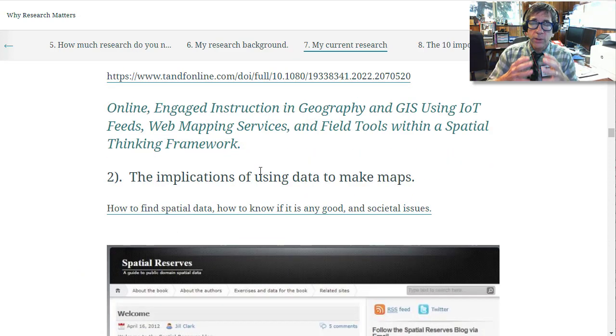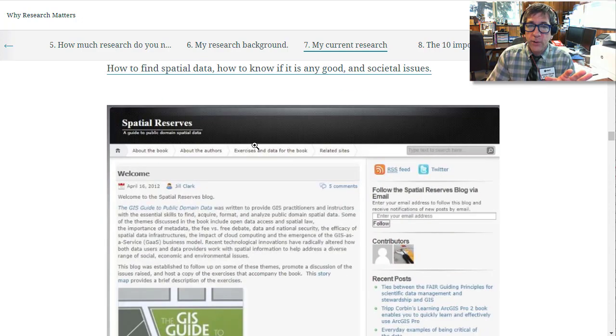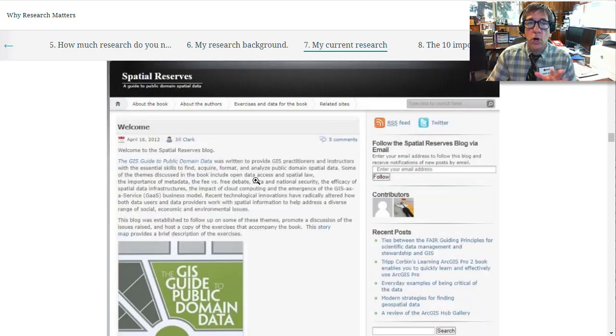The other related aspect of my research is the implications of using data to make maps. How to find data, how do I know if it's any good, and societal issues like copyright, ethics, location privacy, charging versus not charging for data, the open data movement, and so on. So my colleague and I maintain a blog called the Spatial Reserves Data Blog. It came out of a book that she and I wrote on this topic, and the point is that we want to keep the conversation going.